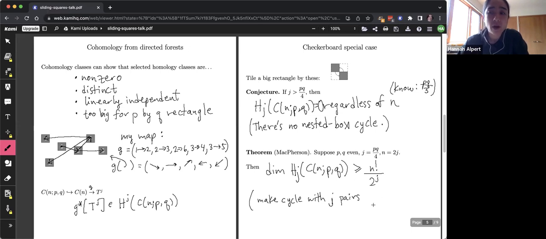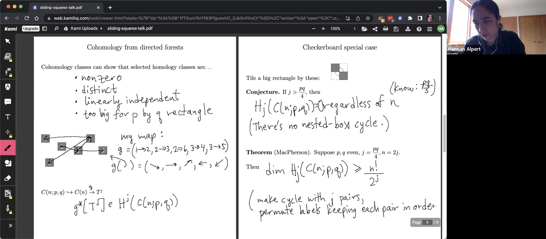And then the argument is that they turn out to be linearly independent. So we make our cycle with j pairs, we permute labels, keeping each pair in order. And then these cycles are linearly independent.